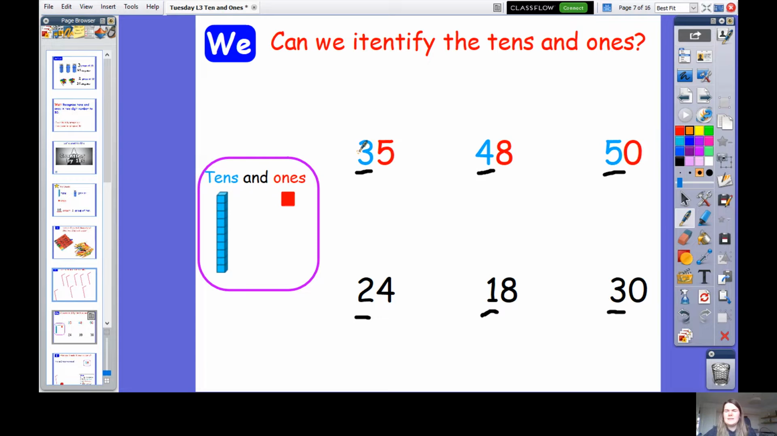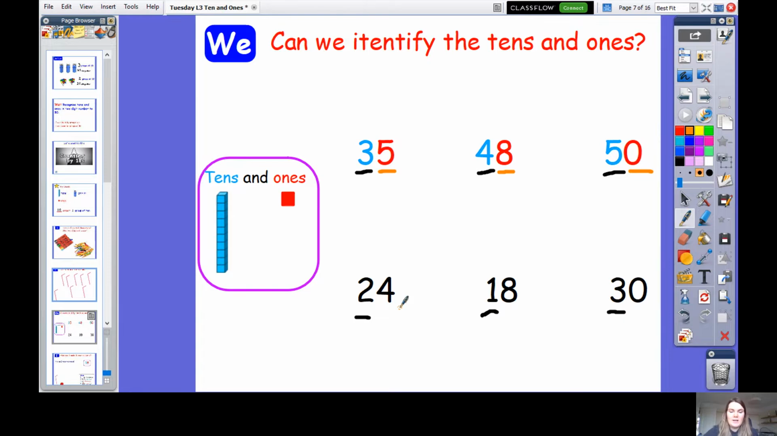So if this is the tens, this side must be the ones. 35, absolutely. 48. So there's 8 ones. 50, how many ones are in this one? 0. Well done. Remember, our ones, once they get to 10, would change this side and make it 10. So I'm going to give you 30 seconds. Can you identify the ones in 24, 18, and 30? Put me on pause.